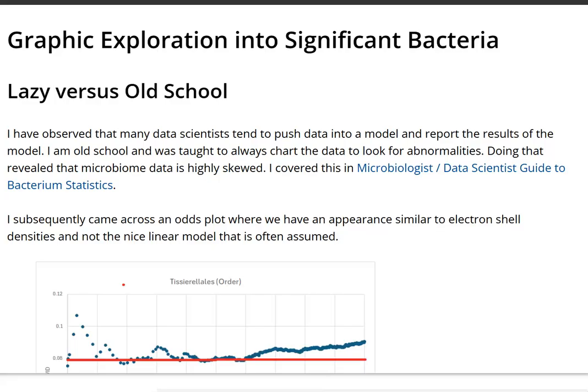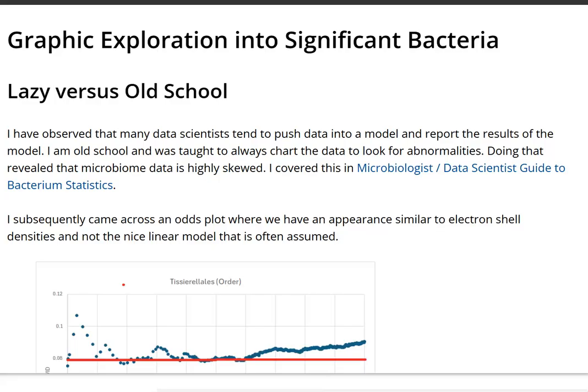I was taught to always look at the data, to chart the data to look for abnormalities, which will often blow up. Oh, it's not what I thought it was, and you have to iterate three or four or five times until the data and your model are in sync with each other. When you use a canned program to calculate machine learning or something like that, you don't see these abnormalities. In fact, you pretend they don't exist.